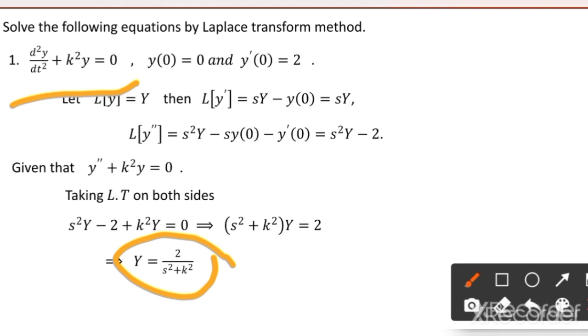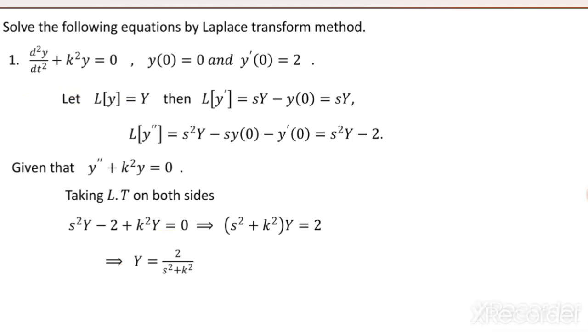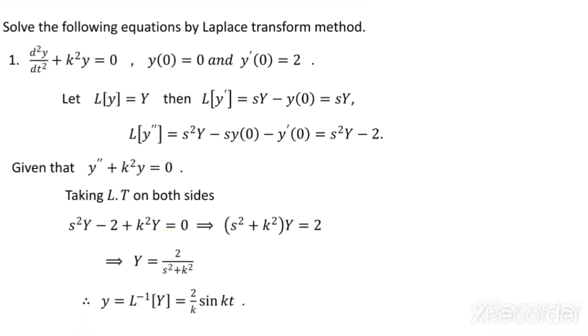For that we have to apply the inverse Laplace transform. So L inverse of Y of s is y of t. What is the L inverse of 2 by s square plus k square? It is of the form 1 by s square plus a square, whose inverse is sine at by a. So here it is sine kt by k. So finally the solution for the given equation is 2 by k sine kt.